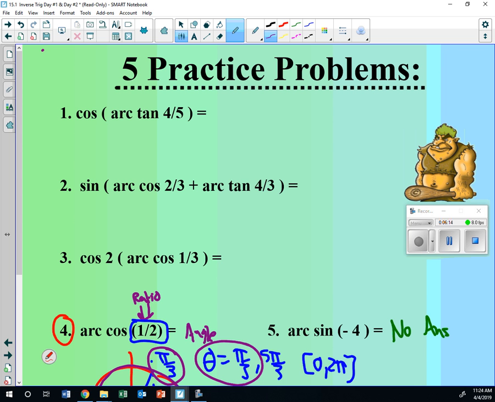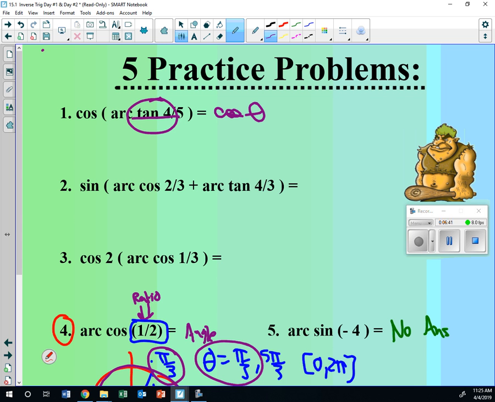But you can, because what does this do when I have 4/5 and I take arctangent? What does it turn 4/5 into when you say arctangent? Turns it into a what? Ratio into an angle, right? So if this is an angle, this is really saying, what's the cosine of theta? That's what I'm really saying with this one.